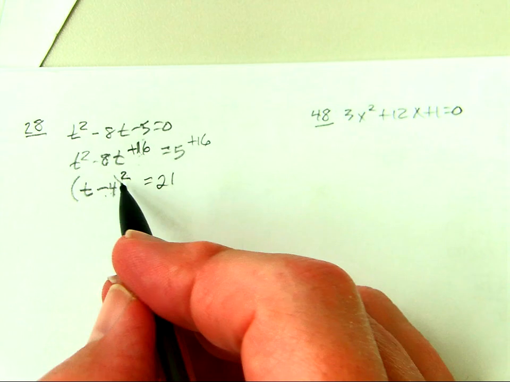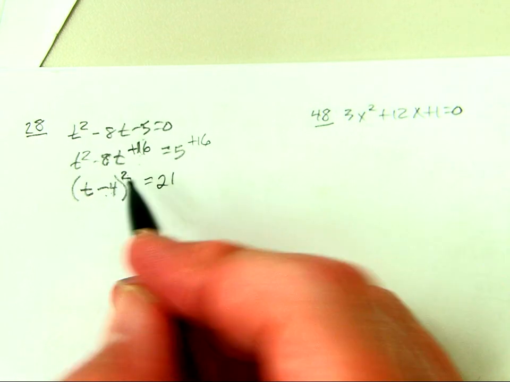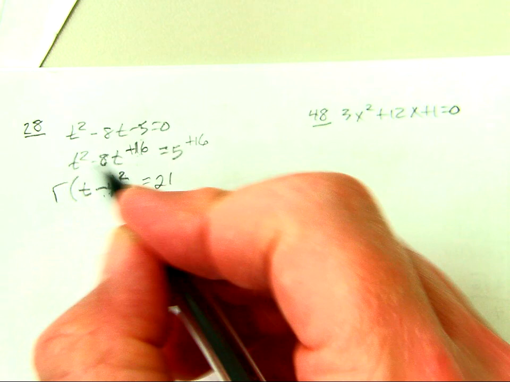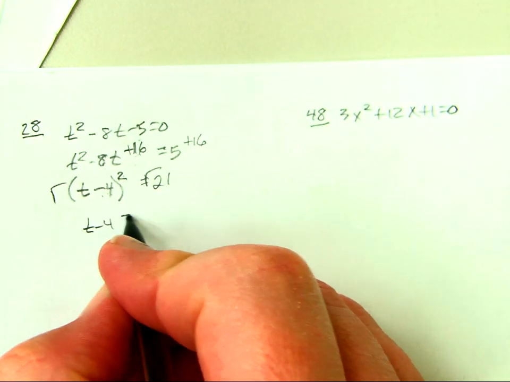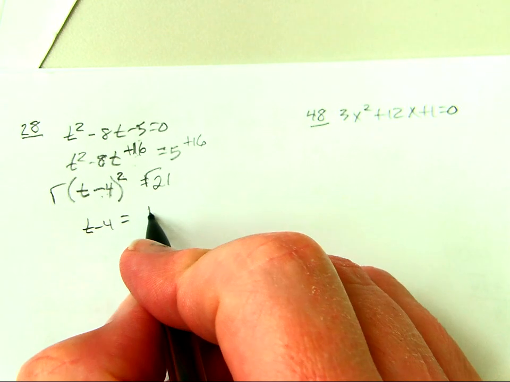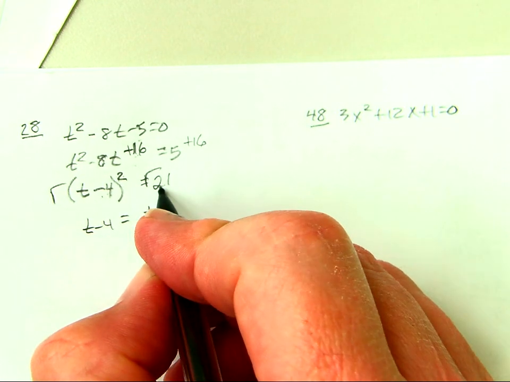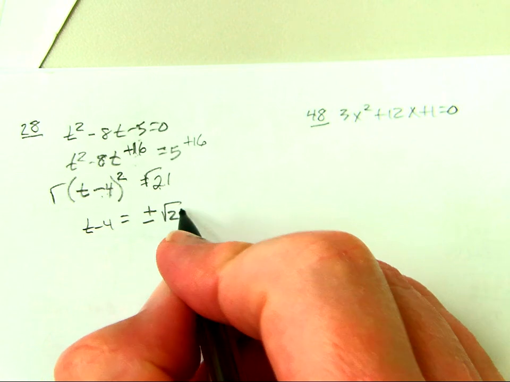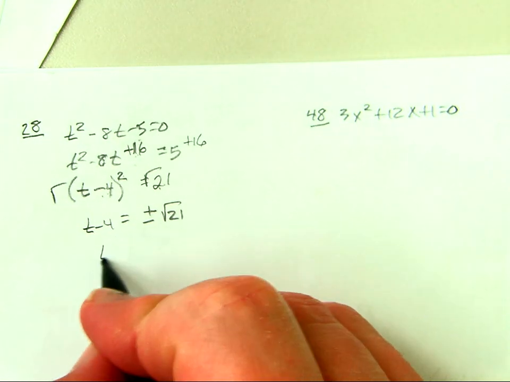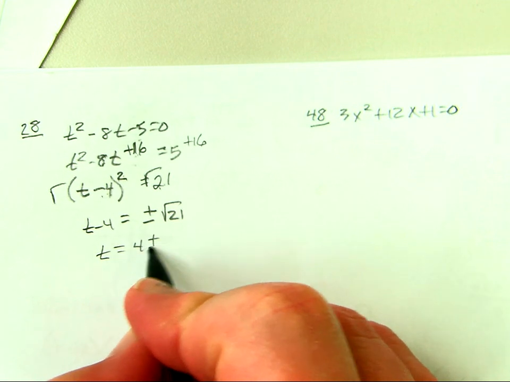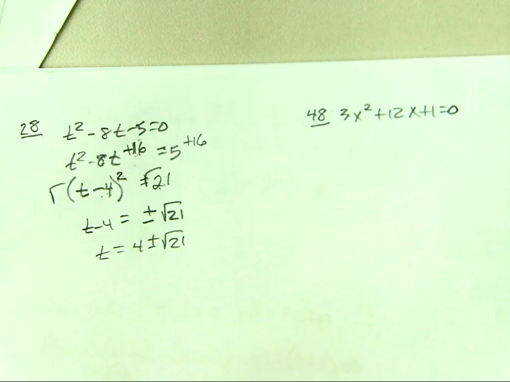Well, now we've created a square, so we can solve that by square rooting. If I take the square root of each side, the square root of that is just t minus 4. The square root of 21 is going to be plus or minus. We don't know any squares that go into 21, so that just has to stay the square root of 21. Then we want to get t by itself, so we add 4 to both sides. And there's our two answers: 4 plus radical 21, 4 minus square root of 21.